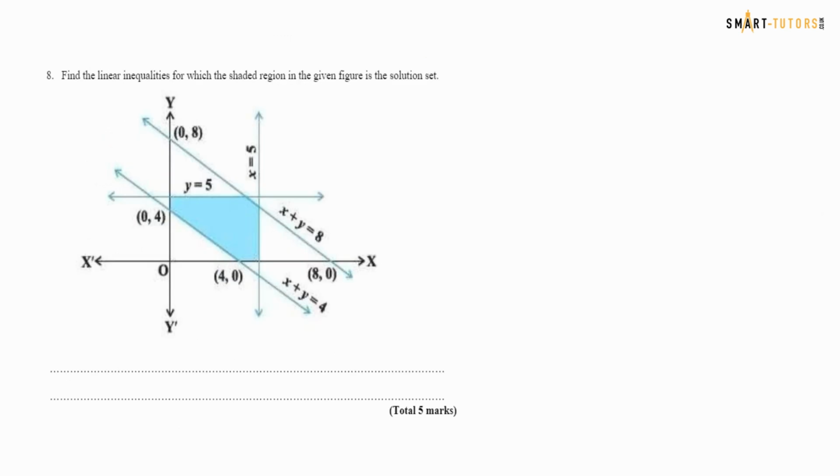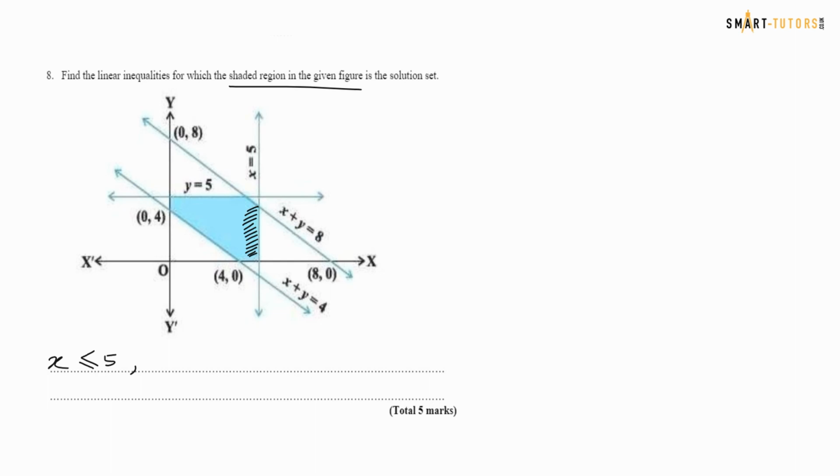Question number 8. Find the linear inequality which satisfies the shaded region. So let's do it one by one. So this x equals 5, left hand side of the x equals 5. So go back here, x equals 5, left means x is less. Equal sign, so I put equal. So this is one inequality finished.